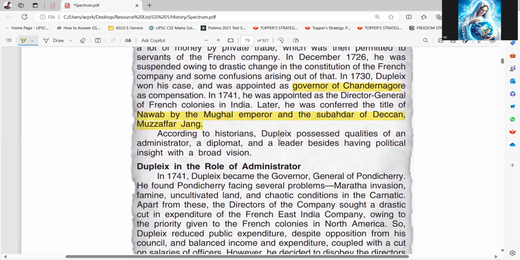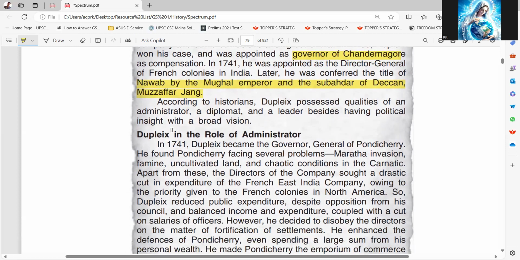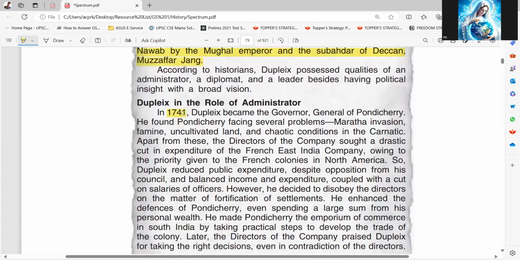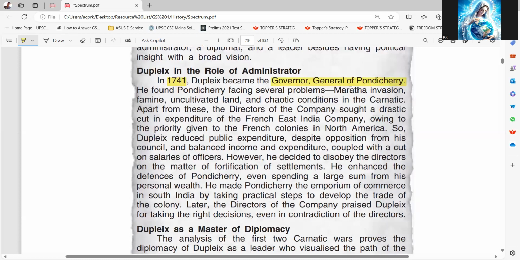According to historians, Dupleix possessed qualities of an administrator, a diplomat, and a leader besides having political insight with a broad vision. Dupleix in the role of administrator. In 1741, Dupleix became the Governor General of Pondicherry. He found Pondicherry facing several problems: Maratha invasion, famine, uncultivated land, and chaotic conditions in the Carnatic.